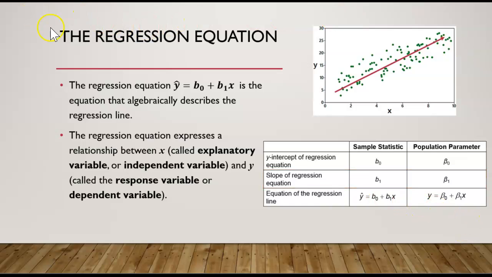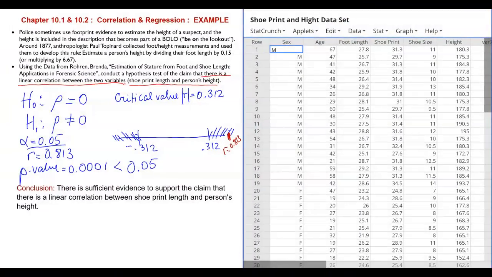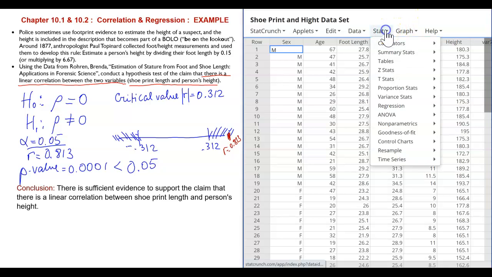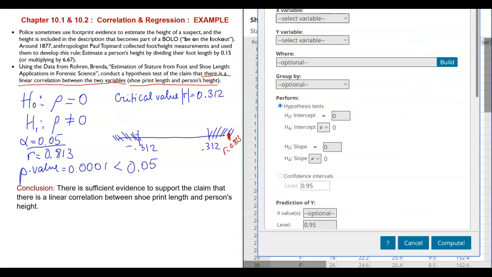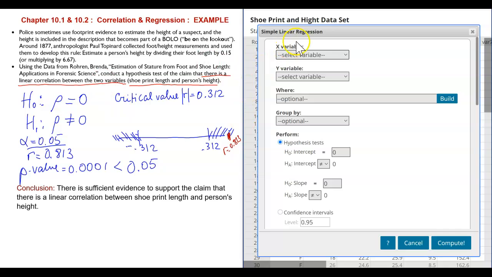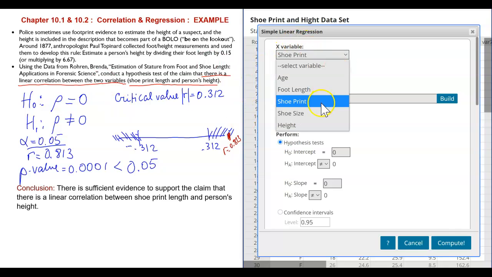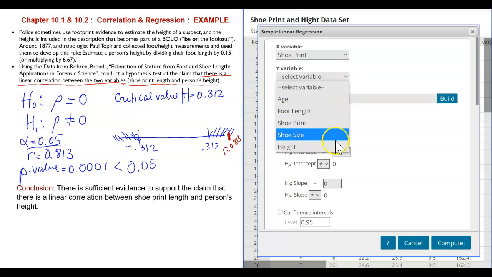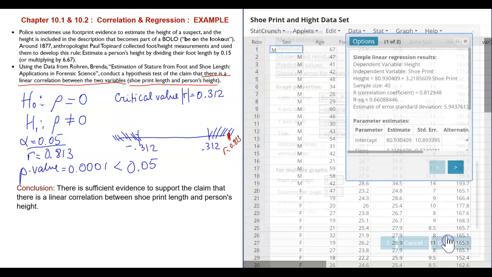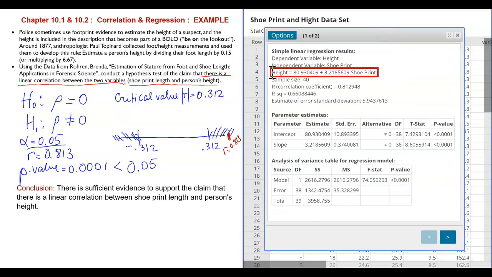Let's look at an example of how to find the regression equation using StatCrunch. To find the regression equation in StatCrunch, go to Stat, Regression, Simple Linear, the same place where we conducted the hypothesis test. Select X variable, shoe print, Y variable, height, compute. Here is the regression equation. Height, the Y variable, is equal to 80.93 plus 3.22 times the shoe print.